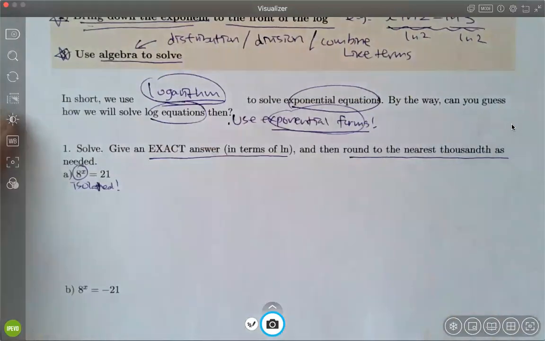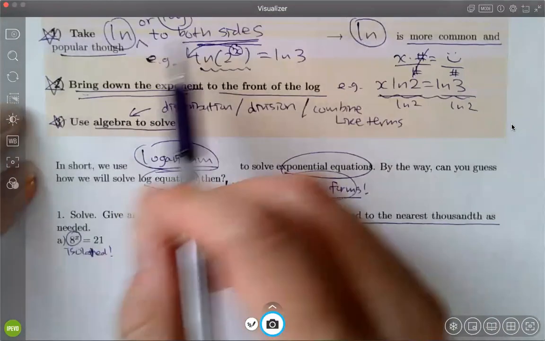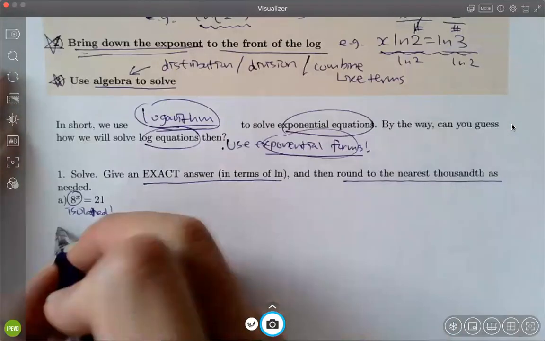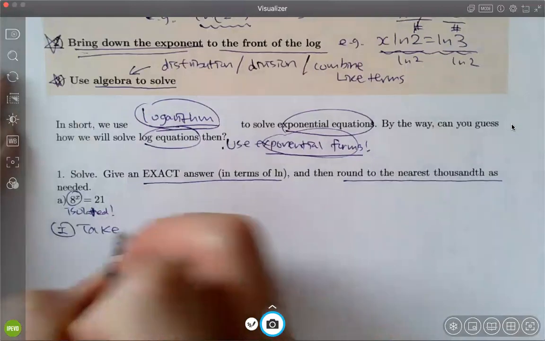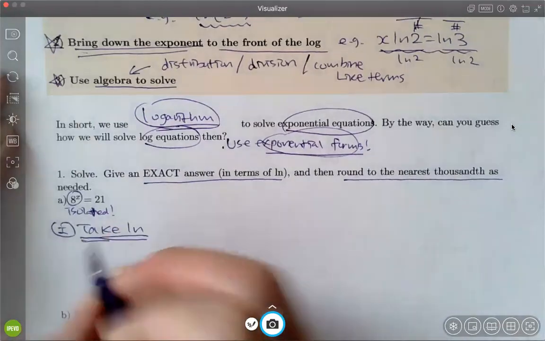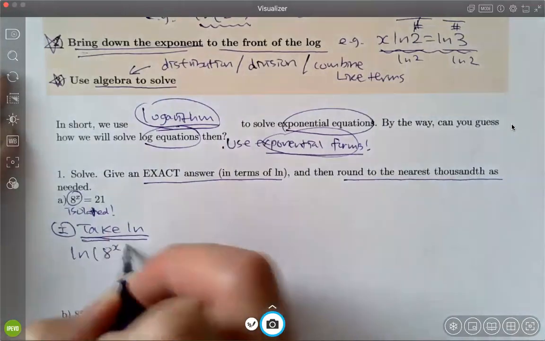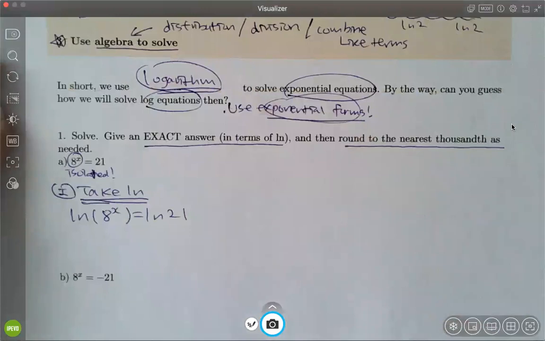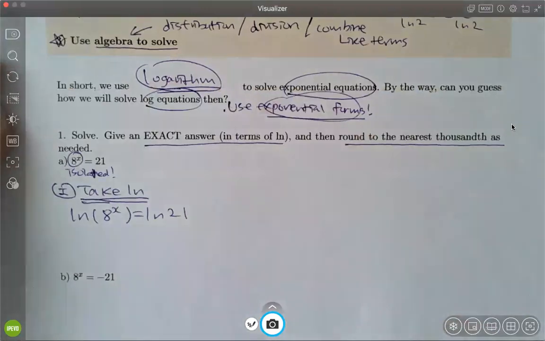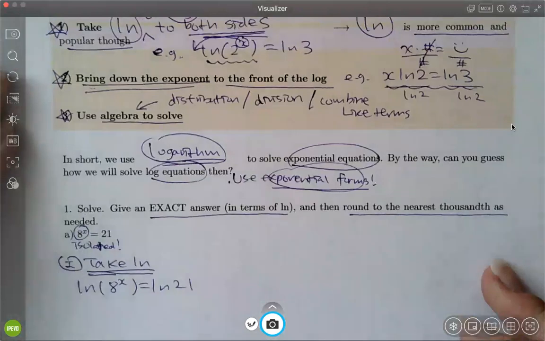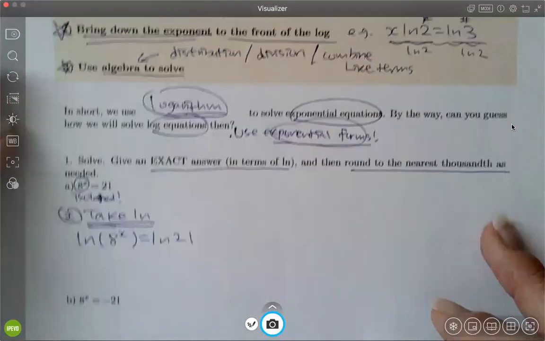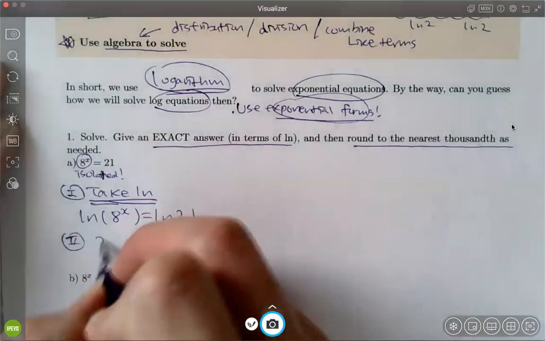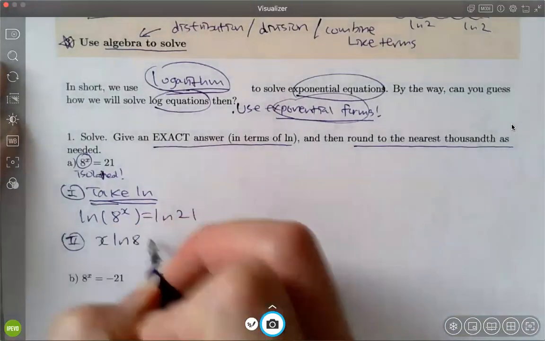And now, what do we do? Take ln or log to each side, but I use ln. So we take ln to each side. So we have ln 8 to the x is equal to ln 21. And now what is step number 2? Bring down the exponent and put it in front of the log. So we have x ln 8 is equal to ln 21, right?